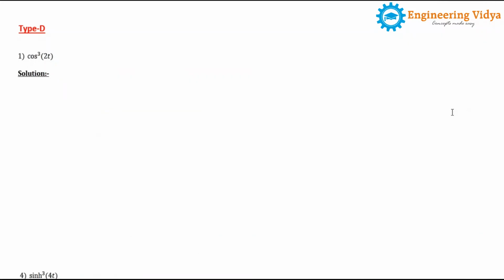In this lecture, we are going to start with type number D. In type number D, we have to find the Laplace transform of, for the first problem, cos cube of t, and in a similar way, there are a total of 4 problems. In every problem, the trigonometric function has a power of 3, right? To solve a problem with a power of 3 of any trigonometric function, we can use the 1/3 angle formula. First I'll explain the 1/3 angle formula, then I'll come to the problem solving part.